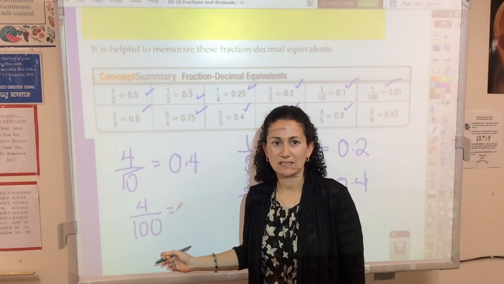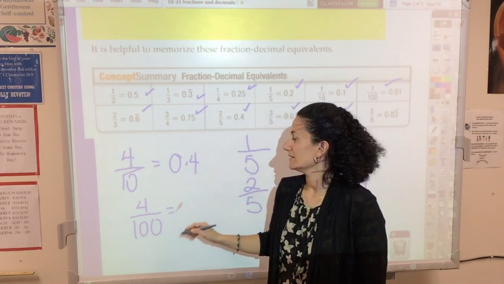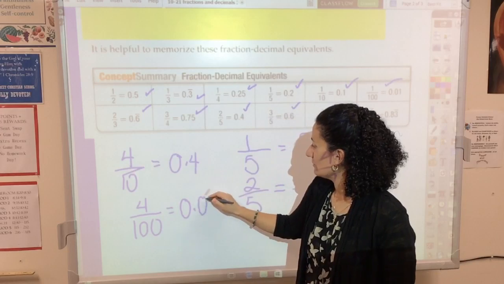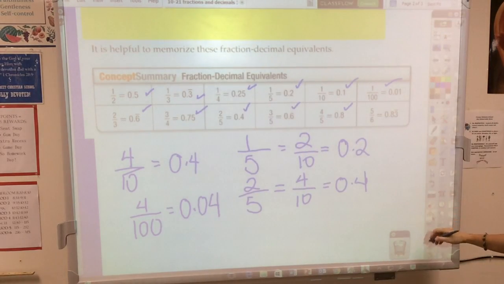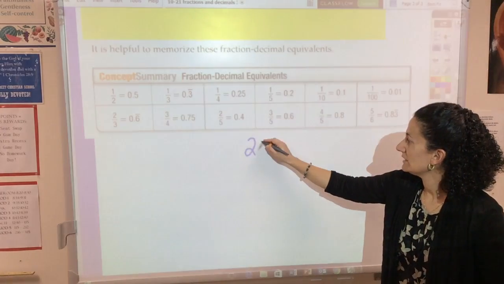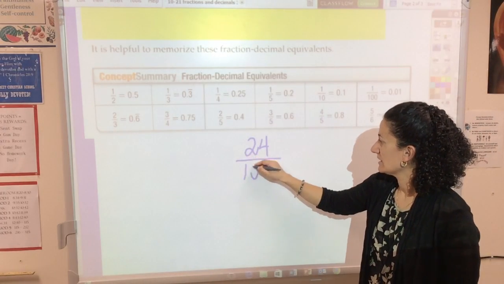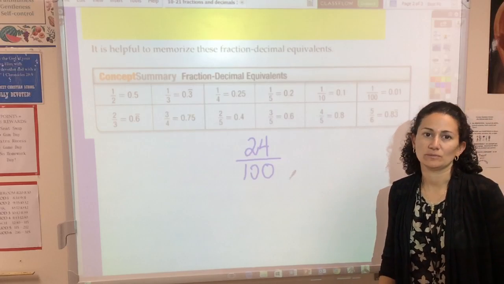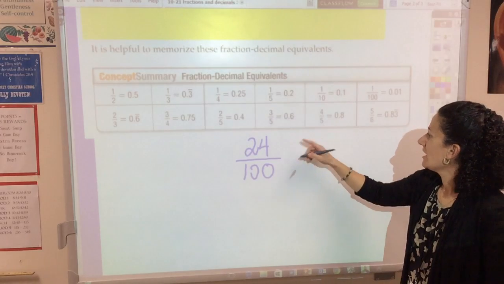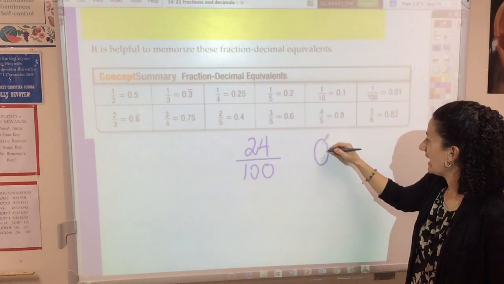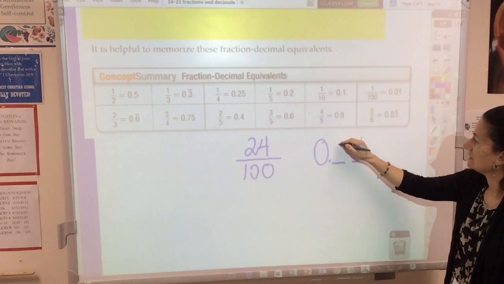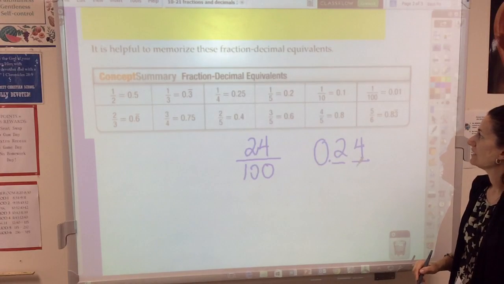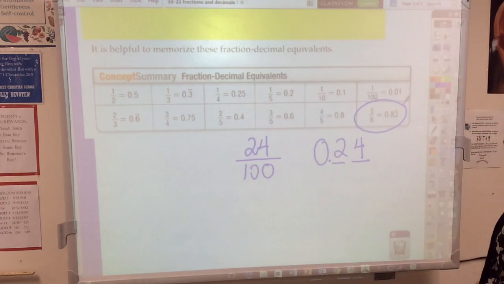Well, what if you had 4 hundredths? How would you write that as a decimal? 0.04. Okay, one more. What if I had 24 hundredths? How would I write this as a decimal? The last digit goes in that hundredths place, which is right here. So 0.24.